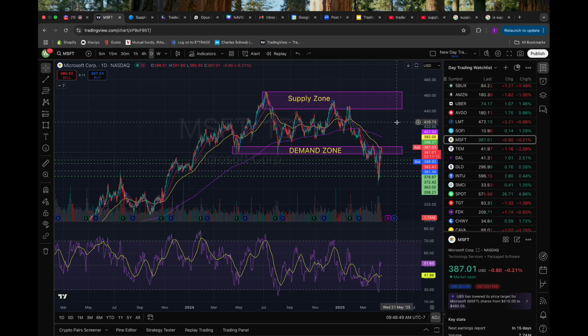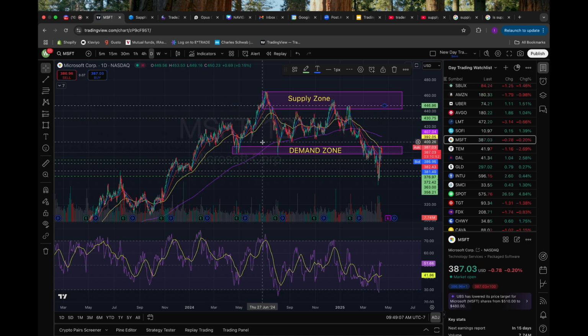Now, as you can see, when it was up here, we had this right here. I wouldn't say you could look at it as a demand zone, but I would look at this as a resistance level, right? And then it bounces off, right? This is a support level right here. All right. And then boom, it goes back to the upside.